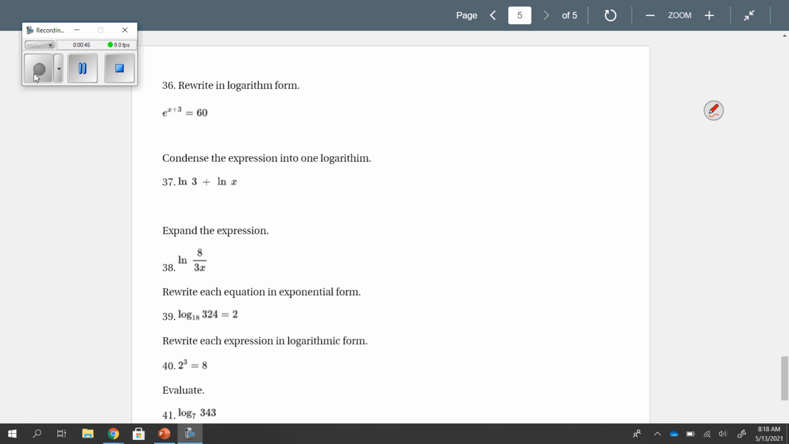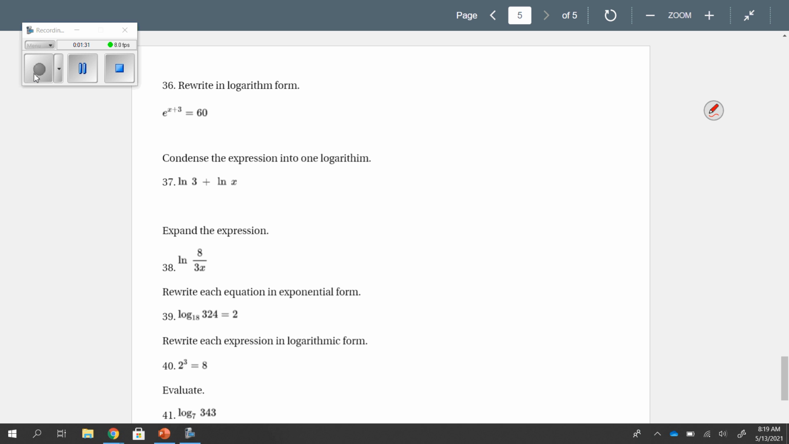Looking at number 36, it says rewrite in log form. It says e to the power of x plus 3 equals 60. Remember, e and ln are matched together. Really, e, you can think about it as log e, but log e means ln. It's that simple. This was a test question, and for some reason, people were putting log as one of the answers. The answer is ln, and then all we do is flip 60 and x plus 3, and we're done. People on the test were putting log 60 equals x plus 3, but that's wrong. Whenever you see e, you should know right away that's paired with ln, okay? And that's it for number 36.